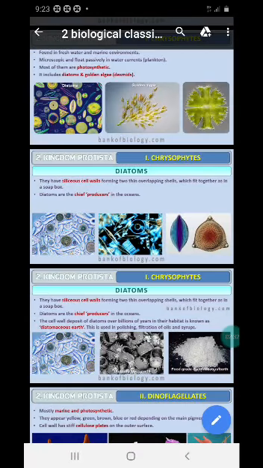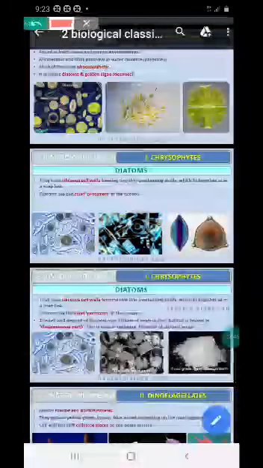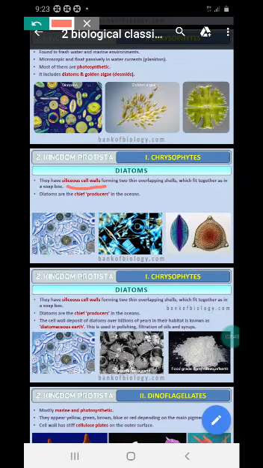Now, why are they called diatoms? You know, they are unicellular organisms. Okay, but their cell wall has silica in it. They have silica, and they are indestructible, which means they cannot be destroyed.